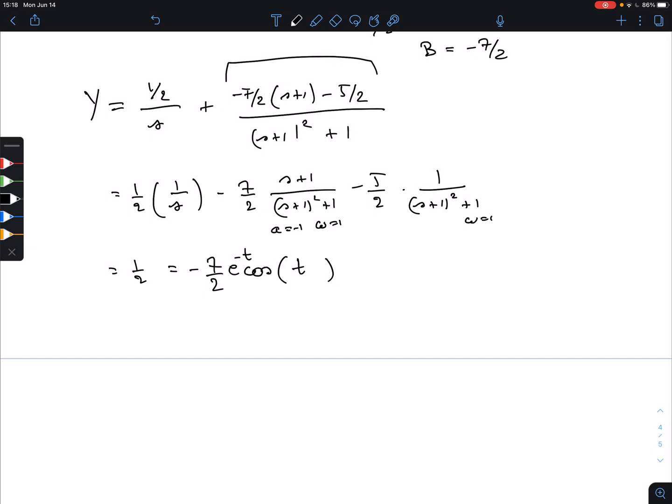Oh, and I don't know why there's an equal sign here. We're adding all this up. And then we have a minus 5 halves. This is a sine. The omega is 1. And there is a shift, the same shift, e to the minus t. Okay, so that's our solution.